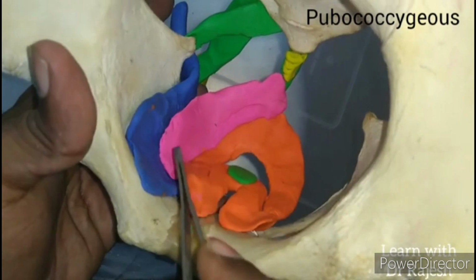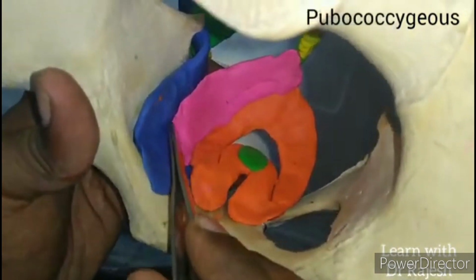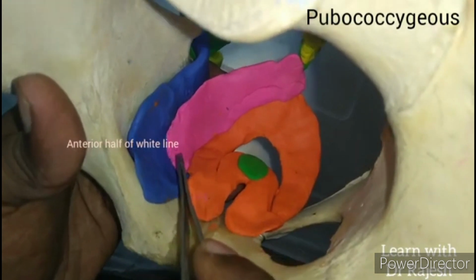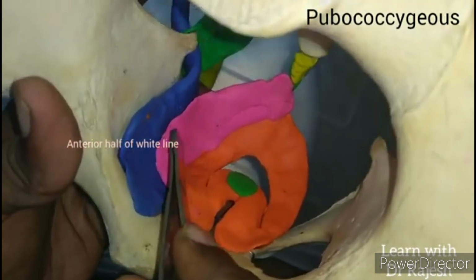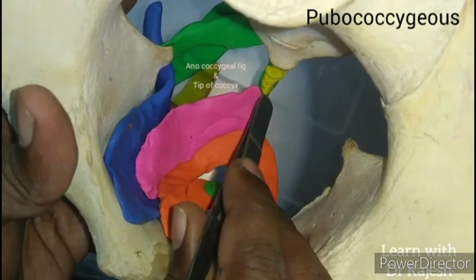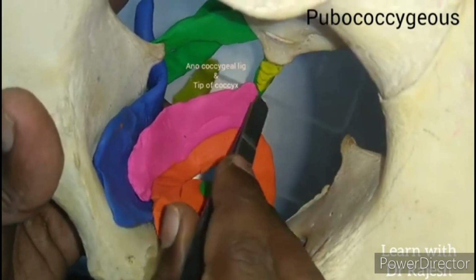Now what else can we see? For the posterior fibers, the anterior half of the white line is the origin part of it, right? This is the origin part, and the fibers go to the tip of the coccyx and the anococcygeal ligament.